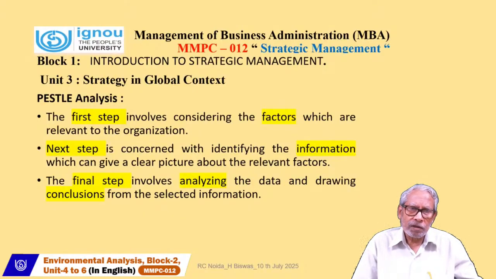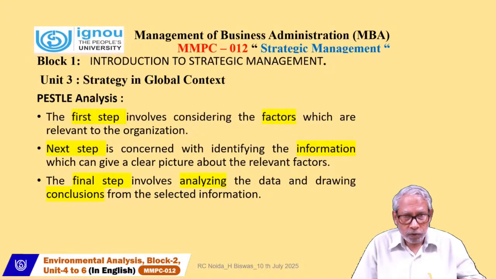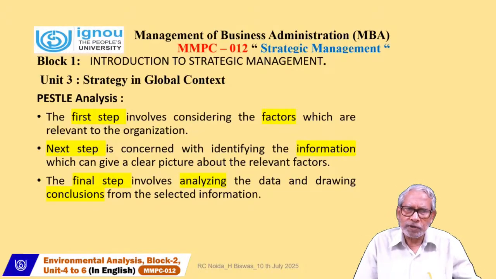Now the next step is concerned with identifying the information which can give a clear picture about the relevant factors. Now all these relevant factors, we have to see their information. So that is the next stage. It means we have to go in depth. Then the final step really involves the analysis of the data we have drawn, the conclusions and selected information. So there is a final stage to analyze the data.